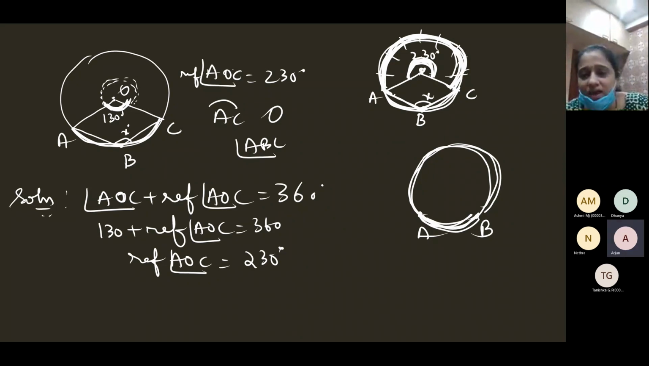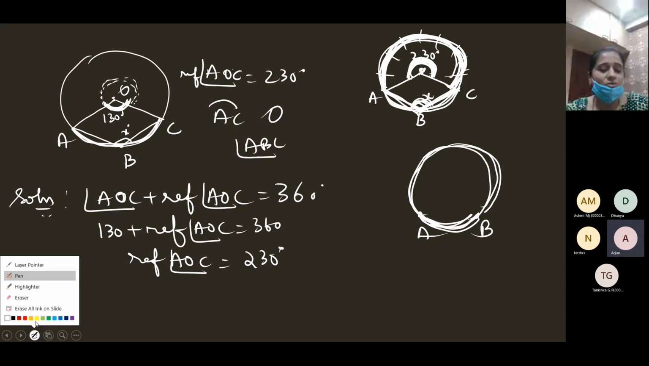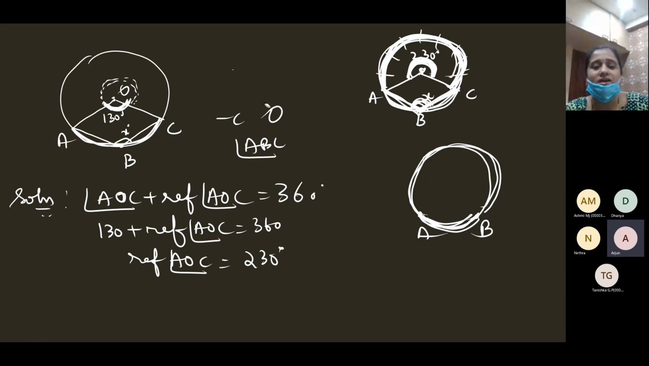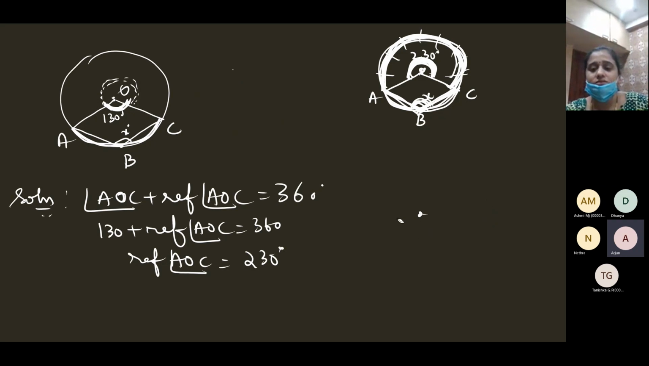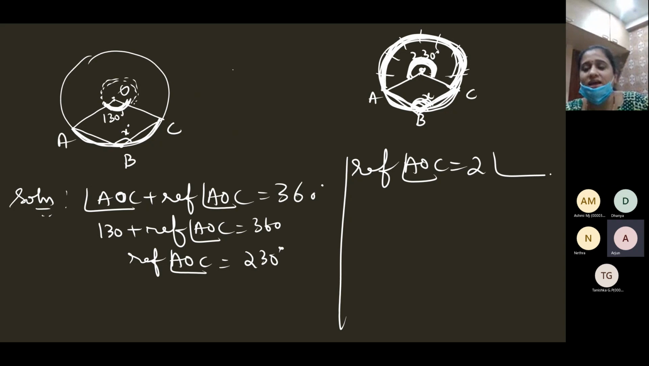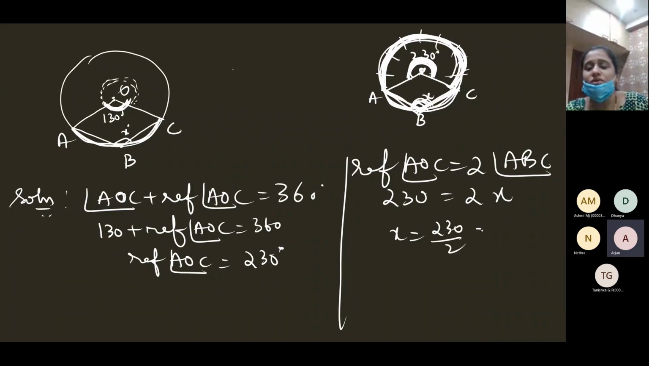And see here, join the ends of the arc to B: A to B, C to B. So you have this angle X. This angle and this angle are related. How are they related? Reflex of angle AOC is equal to twice angle ABC. So 230 degrees is equal to twice X. ABC is X. So X is equal to 230 by 2, which is 115 degrees.